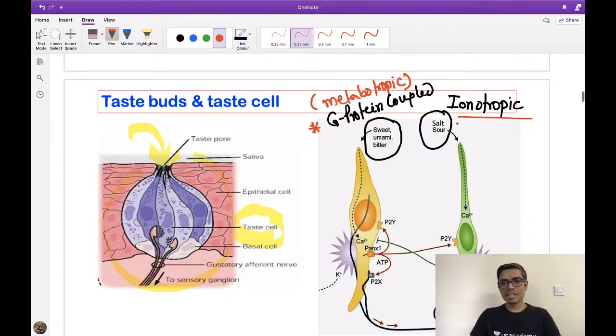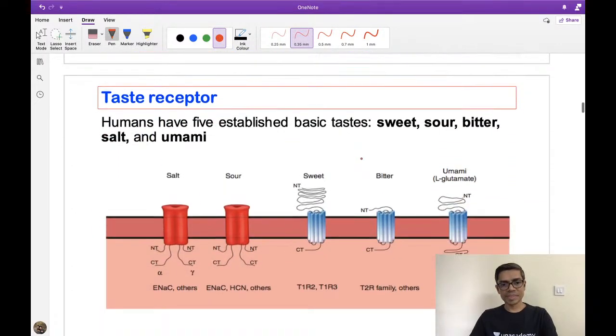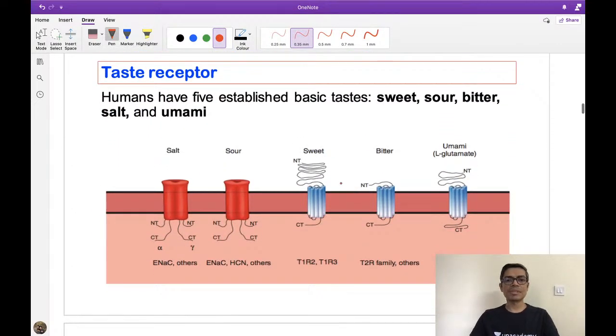On the other hand, salt and sour are detected by ion channels which will be located here, and through which some ions will enter inside the cell, because of which the taste cell will be activated. That's why this kind of receptor is known as an ionotropic receptor. Now if we look at what the ionotropic receptors are and what the metabotropic receptors, or G protein coupled receptors, are, then look at this diagram.